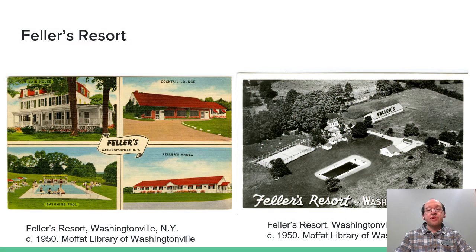We also have Feller's Resort. I mentioned Campbell Hall and Burnside before, so Feller's Resort was in Campbell Hall, about 5 miles north of the village of Washingtonville. Unfortunately, Feller's no longer exists, and the only structure that still stands is the annex, and that is now an apartment complex. But we're fortunate that we have these postcards to show you what the resort would have looked like in its heyday, roughly between the 1940s and 1950s, where a lot of people from New York City were coming up here to vacation, and this was a happening spot for that.